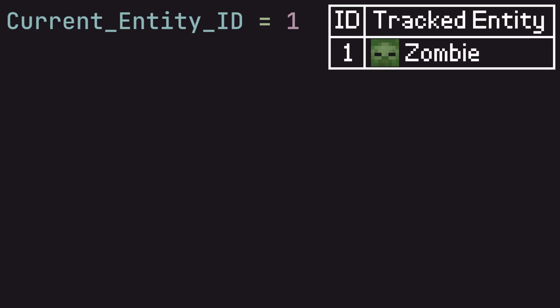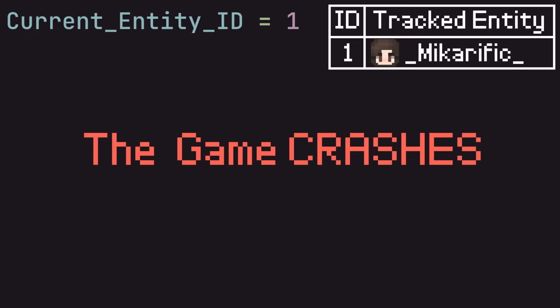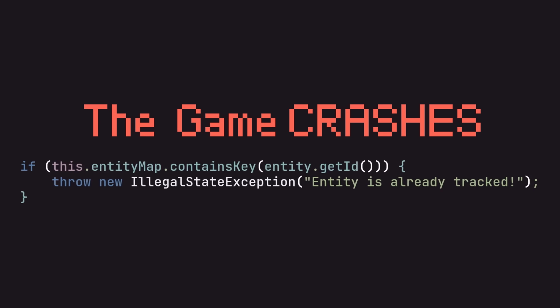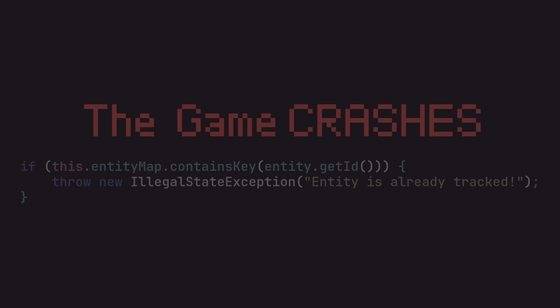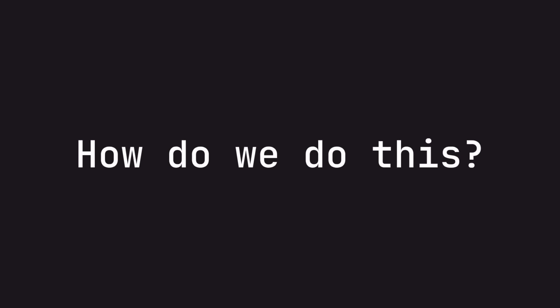Well, in this case, the zombie doesn't get added to the list, the game crashes before it can, because Mojang literally told it to. If the entity is already in the list, then crash the game. That's literally the code. Mojang just tells your game to crash, and so it does. So, how do we do this?